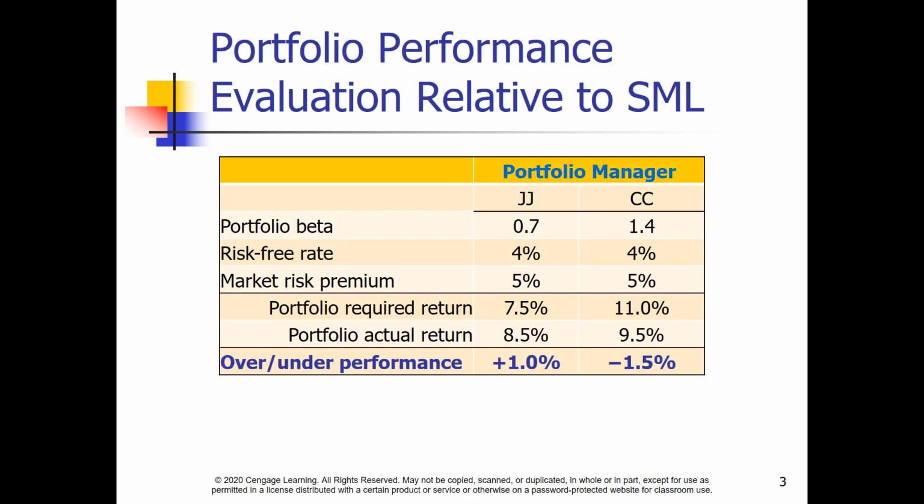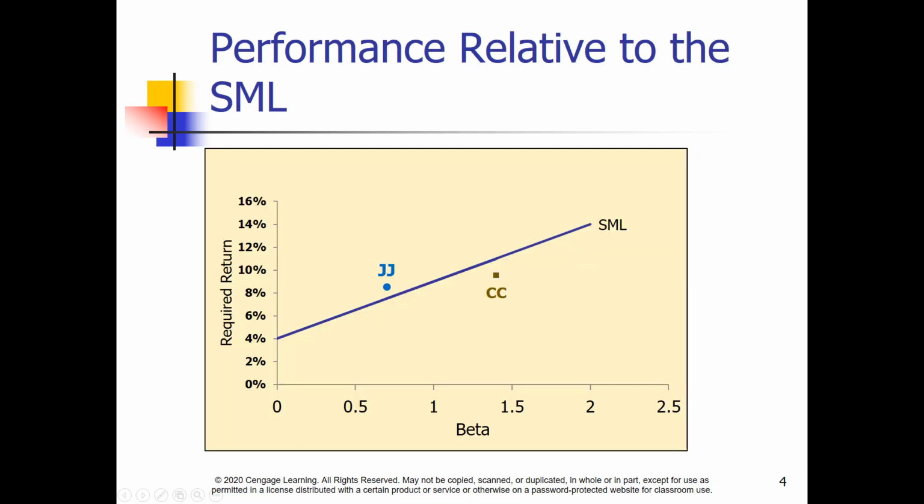We have two portfolio managers, JJ and CC, and we want to judge their performance. Comparing their actual performance with the required return from CAPM on each portfolio, JJ comes out as the better performer. Placing both portfolios on the security market line, JJ plots above the line. JJ's performance was better than required by the market. CC plots below the line, subpar performance.